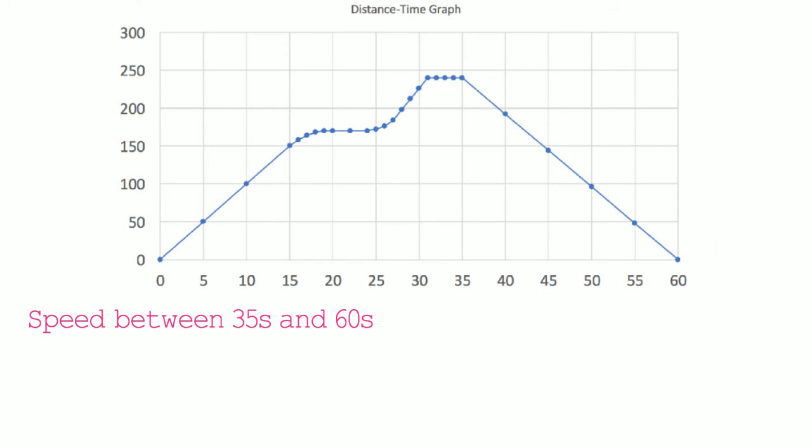First, we need to work out the distance that the object has travelled. The object started at a distance of 240 meters away from the starting point, and it travelled back to the starting point. This is a distance of 240 meters. It did this in a 25-second period. So we do 240 divided by 25, and this gives us a value of 9.6 meters per second.